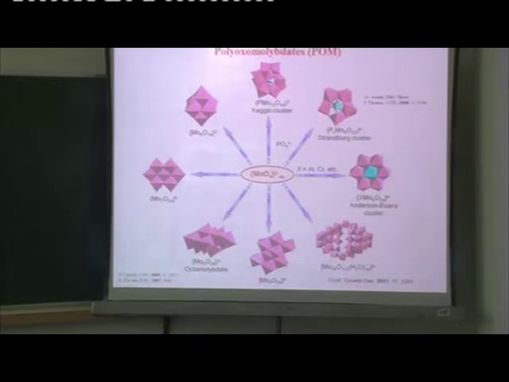I am only showing 7 or 8, but you can have a variety of polyoxomolybdate structures, both isomolybdates and heteromolybdates. When I say isomolybdates, these are all isomolybdates, and when you say heteromolybdates, these are all heteromolybdates. There you have a heteroatom. It varies from case to case.